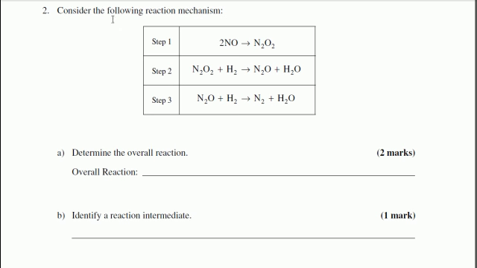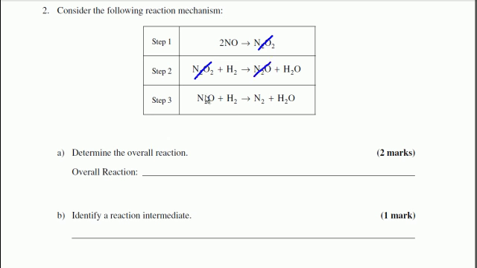Here's the question. It says, consider the following reaction mechanism, and we have a 3-step reaction mechanism here. The first question says, determine the overall reaction, and write it out here. So what we need to do is get rid of all the things that are not part of our final reaction. I like to just think of it as canceling everything out. So N2O2 is a product here, and then it is used as a reactant on this one right here, and that'll cancel out. It's done.